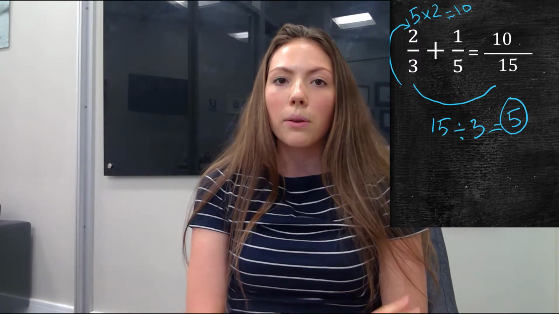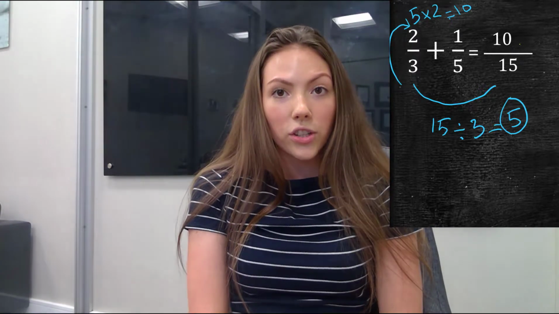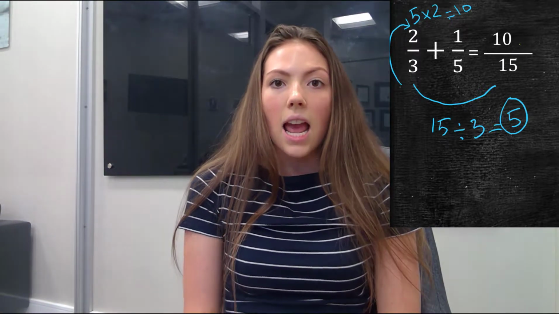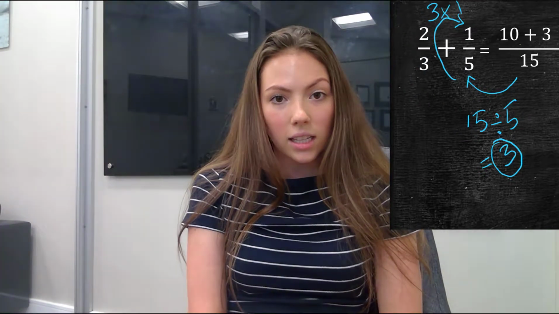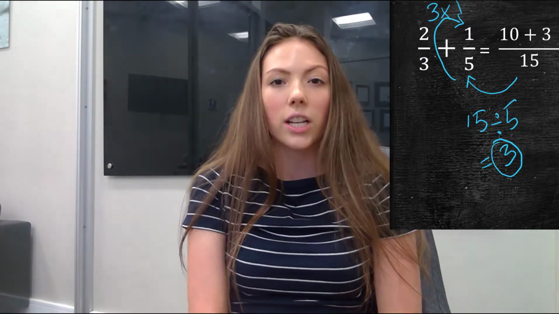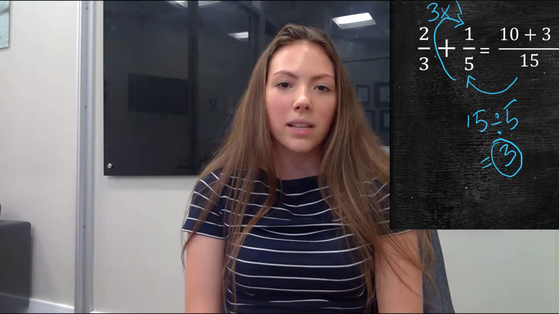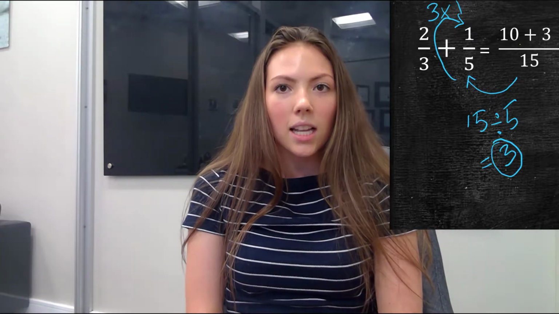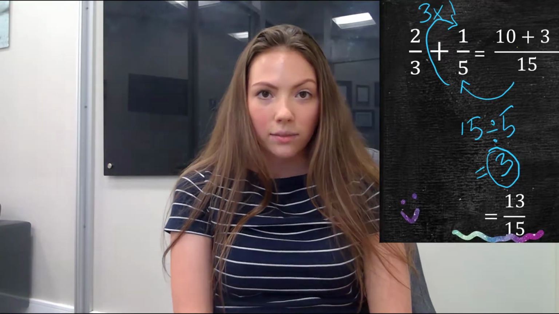And do the same thing that you did in the first one. So 15 divided by the first denominator, 3, equals 5. Multiplied by the numerator 2 is 10. And then 15 divided by the second denominator is 3. Multiplied by 1 is 3. And add the sign. So 10 plus 3 over 15, that's 13 over 15.